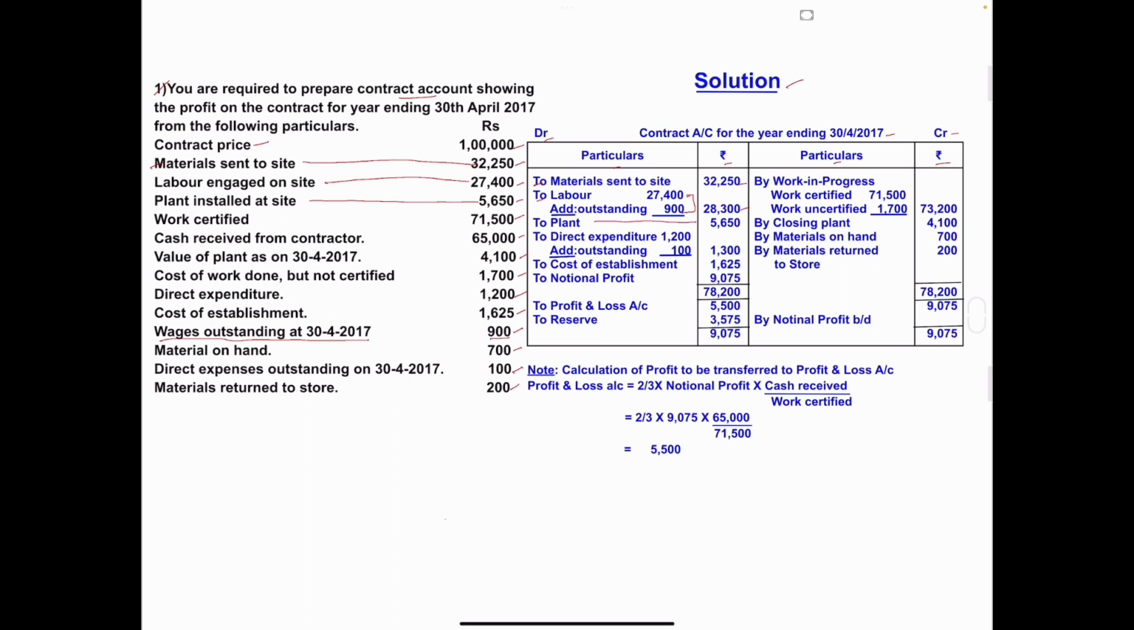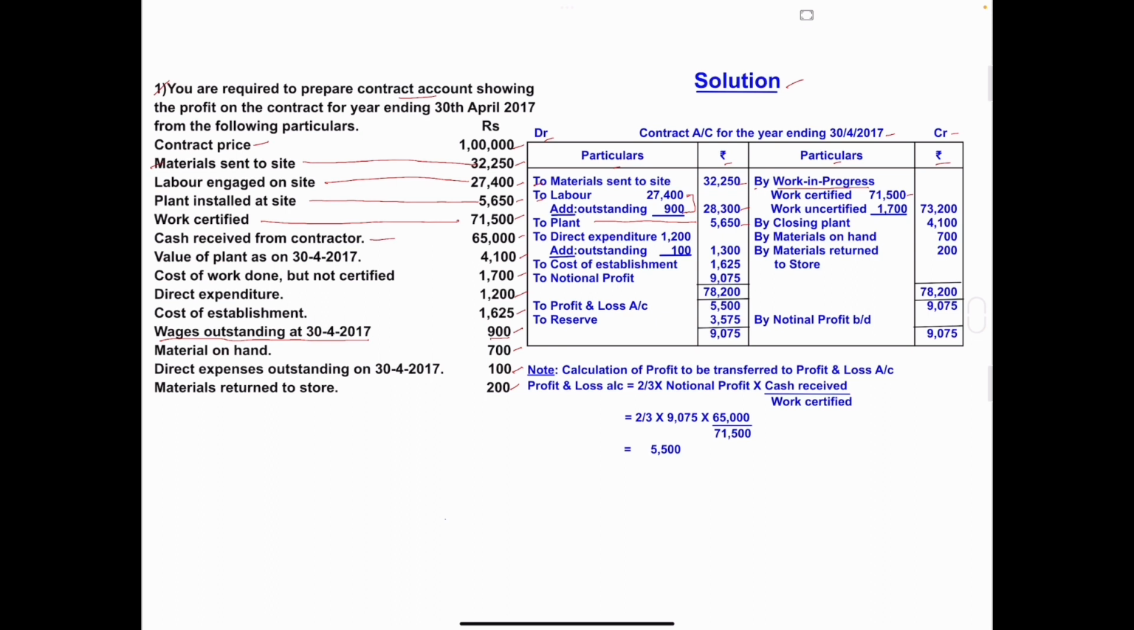Next is plant installed at site. Amount is 5,650. Write on the debit side to plant. Work certified. This item will come under work in progress on the credit side. So on the credit side we have to write by work in progress, in that work certified 71,500.